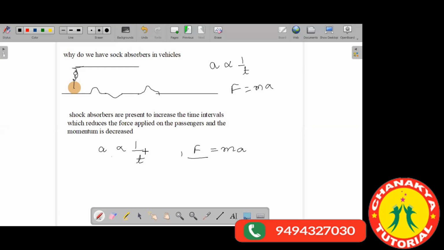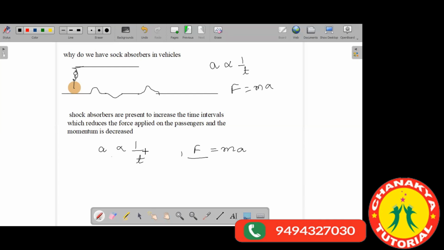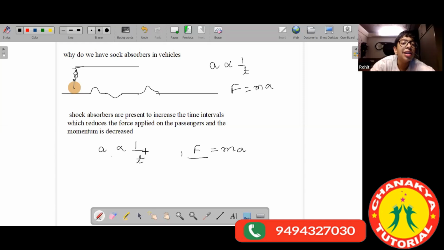So why do you think the sand is cushioned for a long jump? For the players of a long jump, why do you think the sand is cushioned over there? Whatever sand is being used. So why do you think the sand is cushioned? Sir, it increases the time interval for the player so that it reduces the impact on the player.